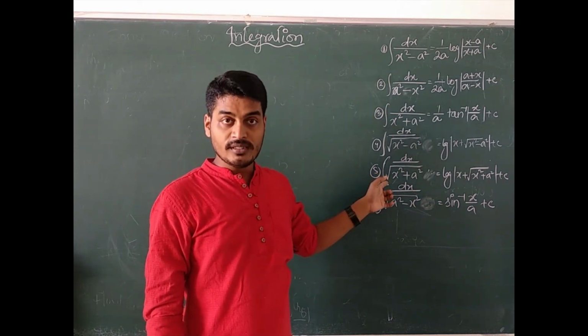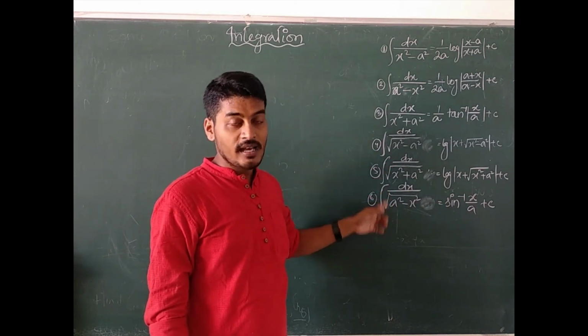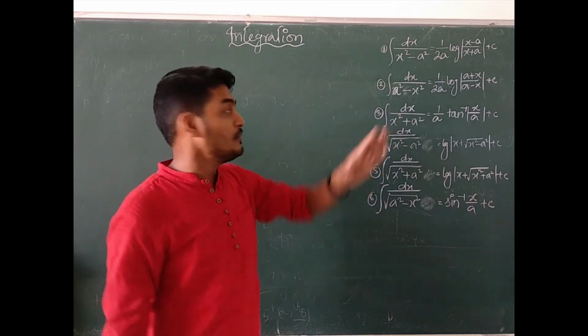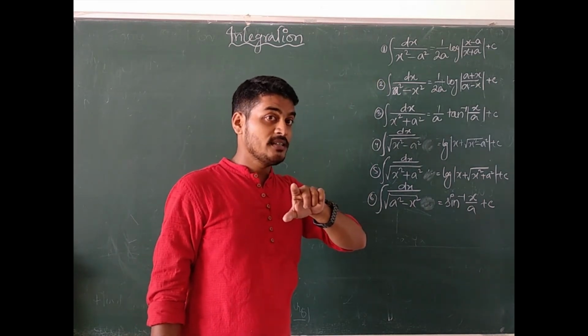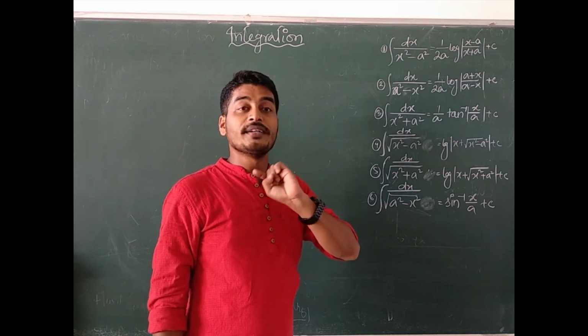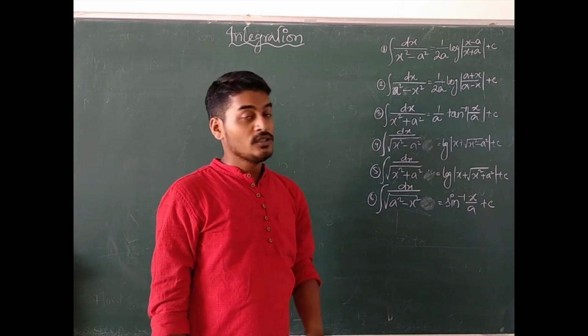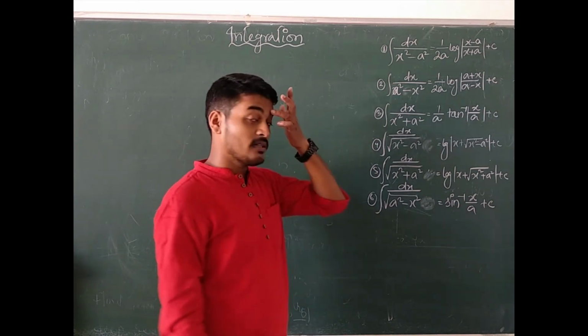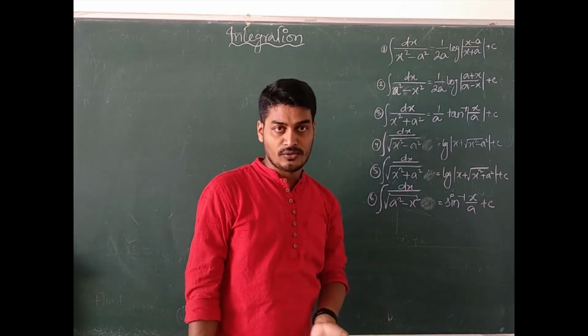If square root is there, then we can think about these 3 formulas 4, 5, 6, and if square root is not there, then we can easily apply all those formulas. What is the main condition to be satisfied? The denominator contains a quadratic expression. That means the highest degree of x should be equal to 2. In the previous video I have already explained all those questions.